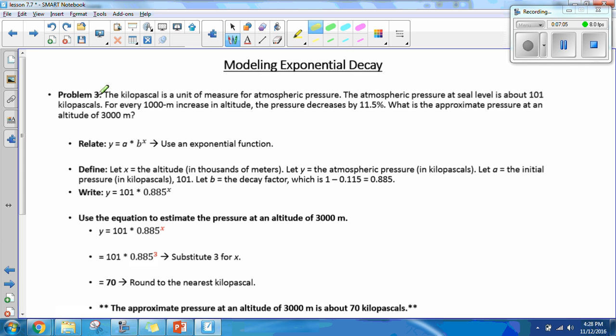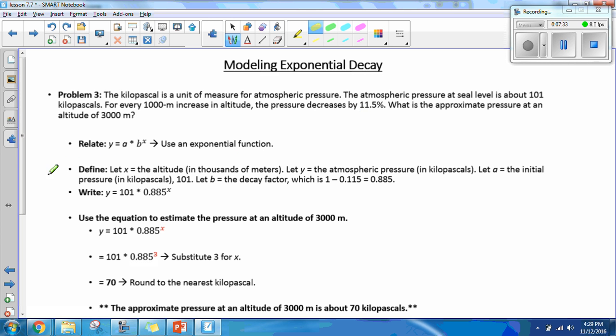Here's a problem modeling exponential decay. The kilopascal is a unit of measure for atmospheric pressure. The atmospheric pressure at sea level is about 101 kilopascals. For every 1,000 meter increase in altitude, the pressure decreases by 11.5%. What is the approximate pressure at an altitude of 3,000 meters?